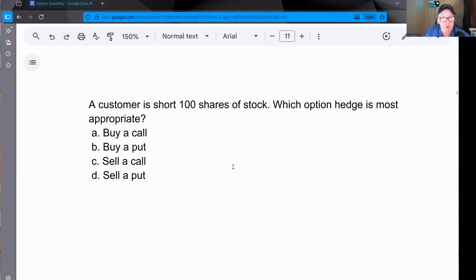Okay. If I'm short 100 shares, how do I hedge? If I'm short, I buy a call or sell a put. Buy for protection, sell for income. It's got to be A, buy a call. If it said for income, I would sell a put.